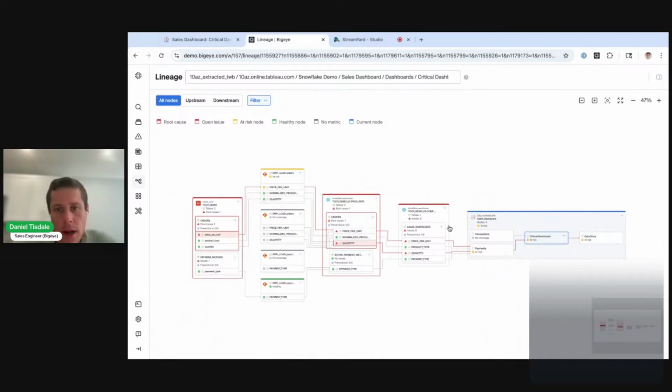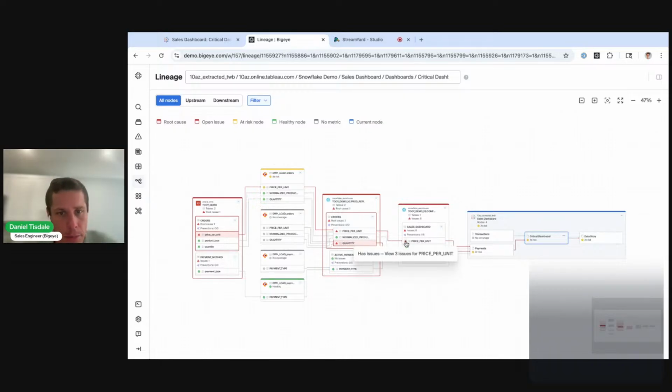Now, if I look one layer above this sales dashboard table, which feeds that Tableau dashboard, there's 4 columns feeding into that dashboard. Price per unit, that column has 3 data quality issues associated with it. Product type, that looks good. Quantity, it's got a few issues as well. And payment type, that column also has no data quality issues.